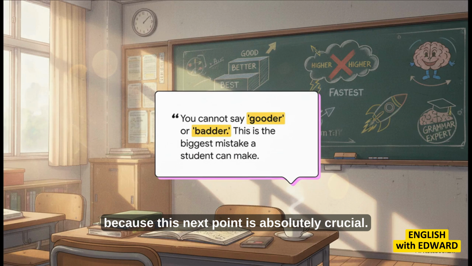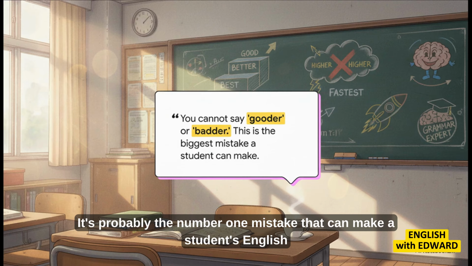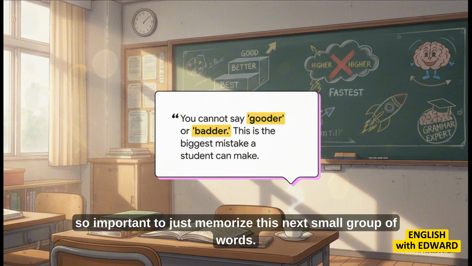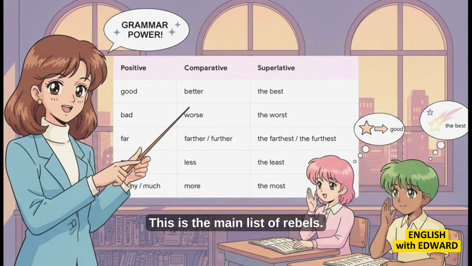And listen up, because this next point is absolutely crucial. You cannot, I repeat, cannot say gooder or badder. It's probably the number one mistake that can make a student's English sound unnatural. This is exactly why it's so important to just memorize this next small group of words. And here they are. This is the main list of rebels. The good news is it's pretty short, but you've absolutely got to know them.